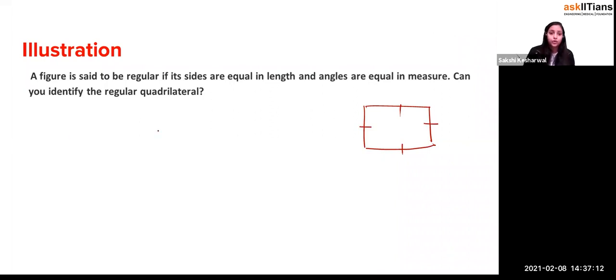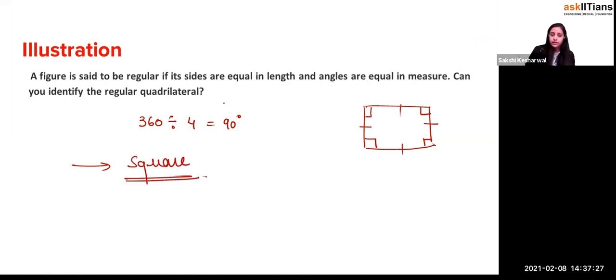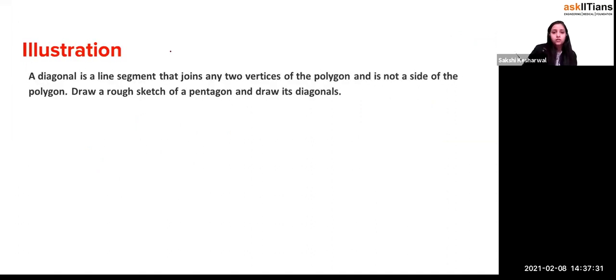So each angle, if you're going to divide 360 divided by 4, so each angle will be what, beta? 90. So which quadrilateral have we just learned about? So this quadrilateral is what, beta? Square, right? This is a square, in which all sides and all angles are what? Equal, right?